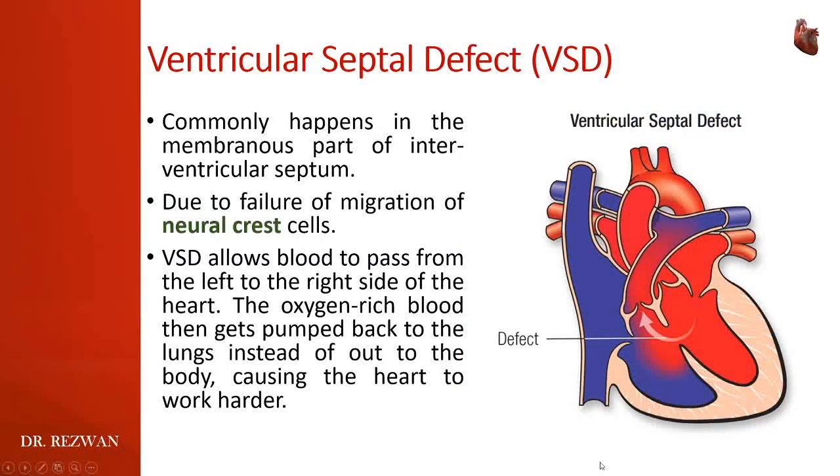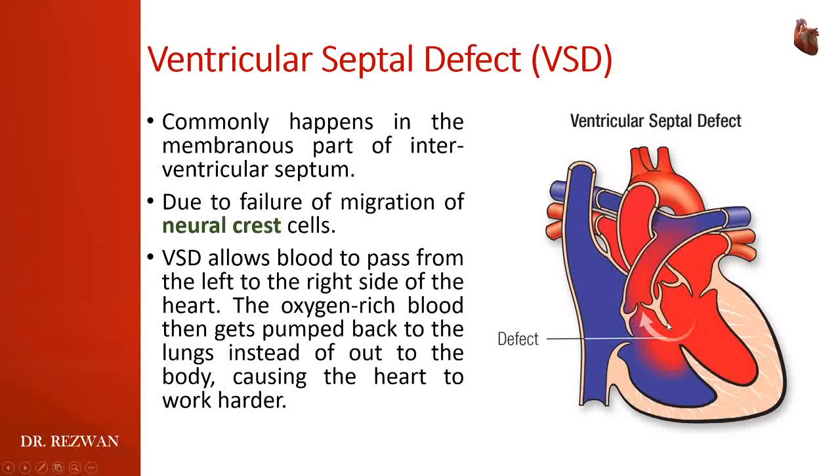Next topic is ventricular septal defect, or VSD, which is more common. It commonly happens in the membranous part of the interventricular septum. We know that the ventricular septum has two parts, the muscular part, which is very thick, and the membranous part, which is thin. This membranous part mainly comes from two sources, the endocardial cushion and the neural crest cells.